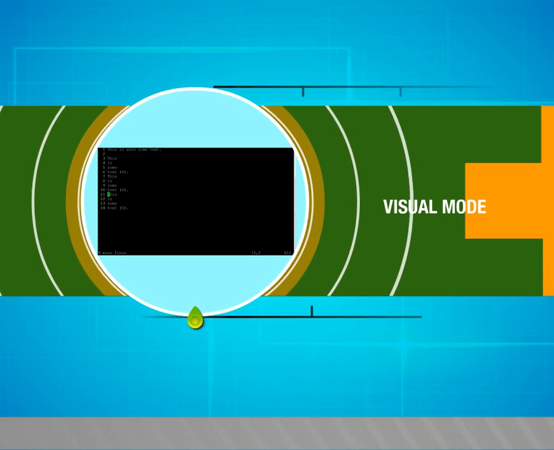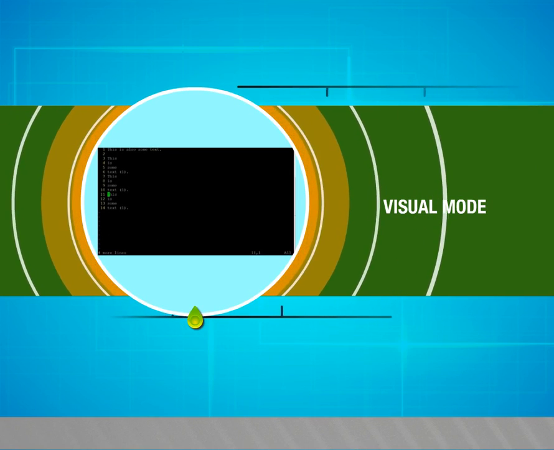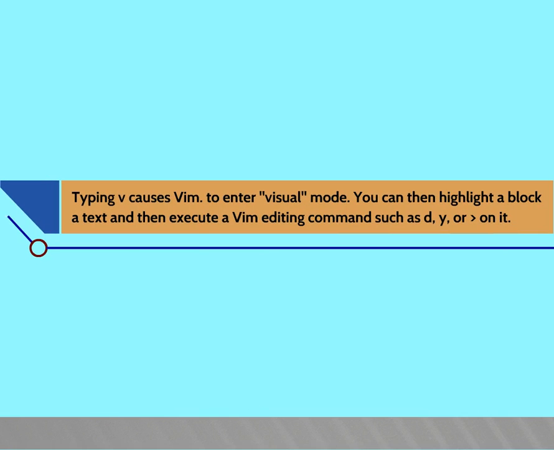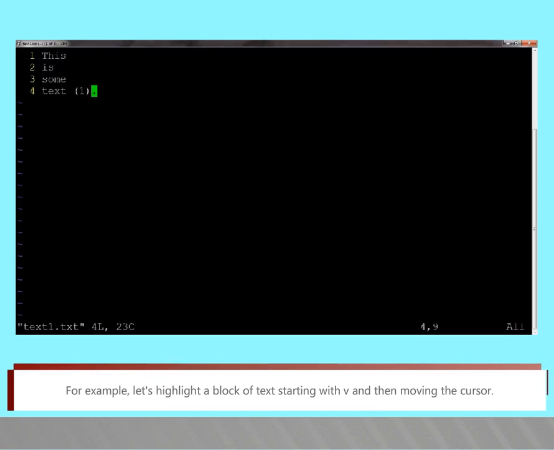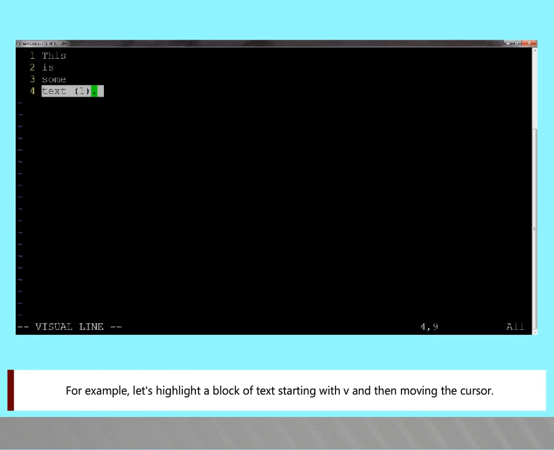Visual mode. In this video, we are going to see about visual mode. Typing v causes Vim to enter visual mode. You can then highlight a block of text and then execute a Vim editing command such as d, y or > on it. For example, let's highlight a block of text starting with v and then moving the cursor.